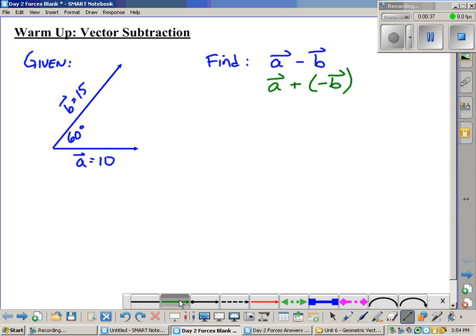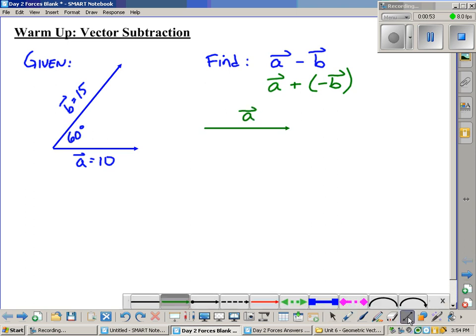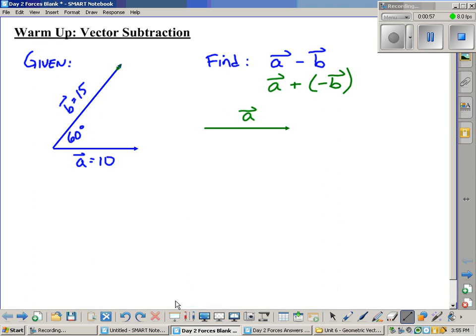So we're going to start by getting a, which I'm just going to trace over here to make sure I have the same length. And then I'll grab it and bring it over here. And that's vector A. And now I'm going to add vector B. But I'm actually going to add negative b, which means it's the exact same length and magnitude, but in the opposite direction. So when I go off to grab it, I'll put it at the end of A, and I'm adding negative b.